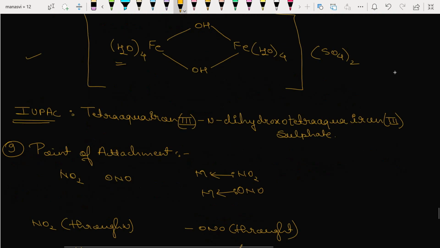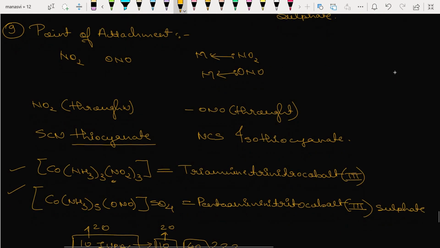Easy. The last point is point of attachment. Now, point of attachment: NO2 or ONO. While naming, ambidentate ligands are given as per attachment. In NO2, both nitrogen and oxygen have a lone pair, so it can donate electrons either from the nitrogen or from the oxygen. But at one time only one atom will give, so hence it is monodentate. But both the atoms are able to give the lone pair, hence it is ambidentate.